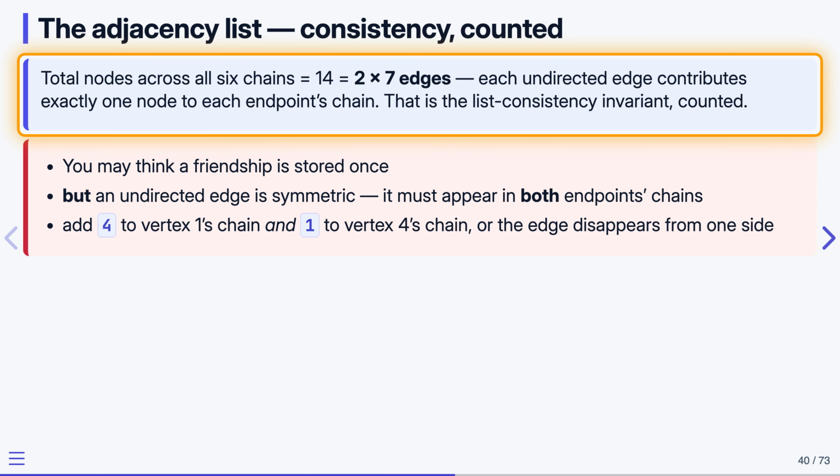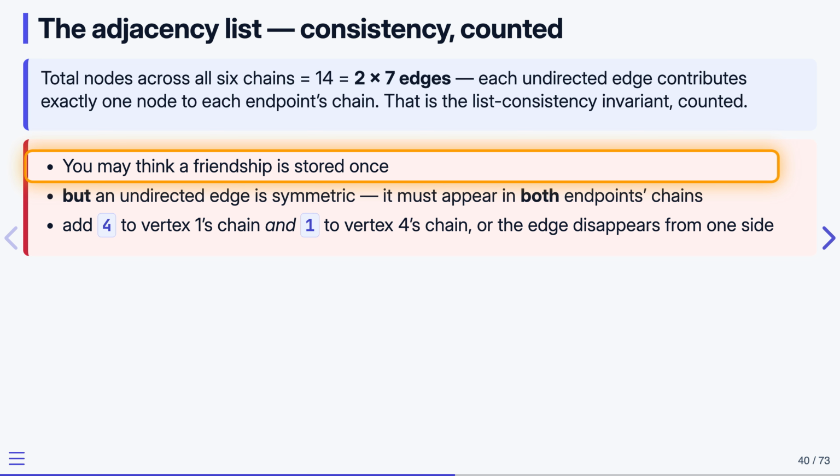Count all the nodes across the 6 chains and you get 14, which is 2 times the 7 edges. Each undirected edge puts exactly 1 node in each endpoint's chain. That is the list consistency invariant, counted rather than just stated.